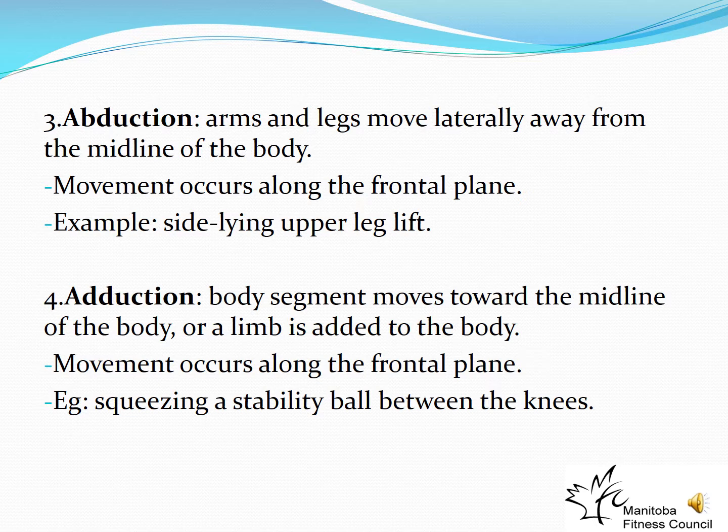So once again, a jumping jack, you jump out into the star position, you abducted your shoulder and your hip joint. You moved away from the midline. And then when you jump your arms and legs back together, you adducted.